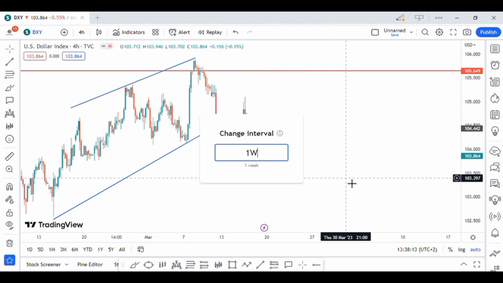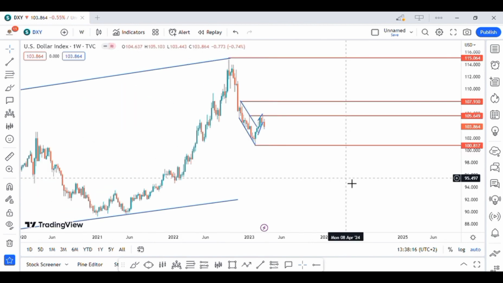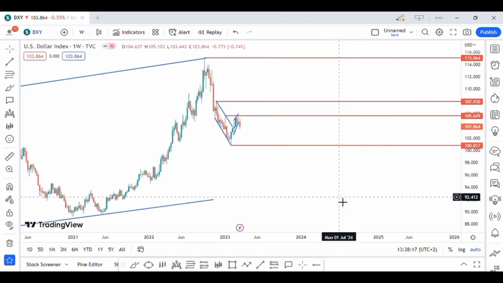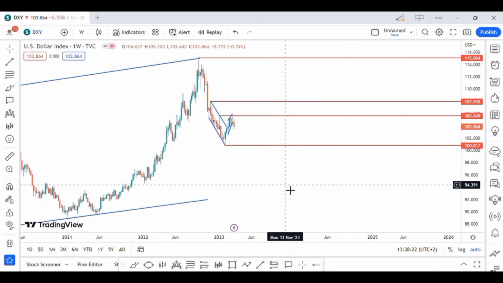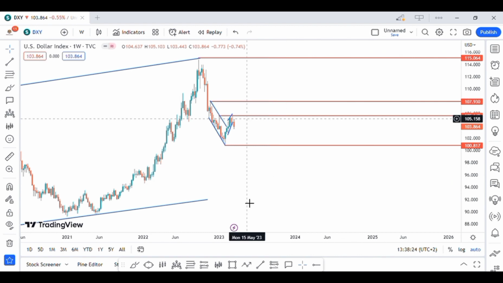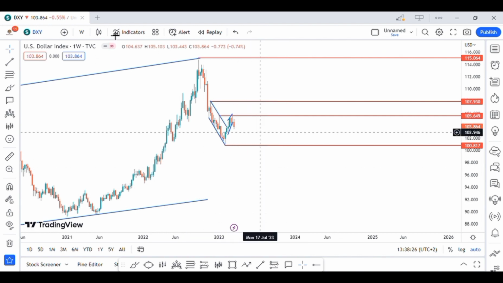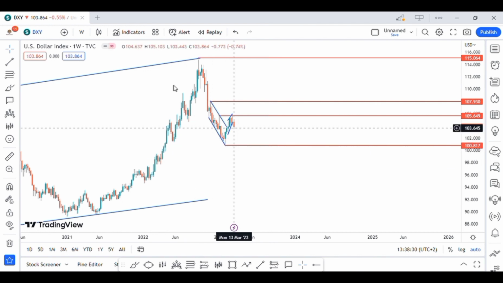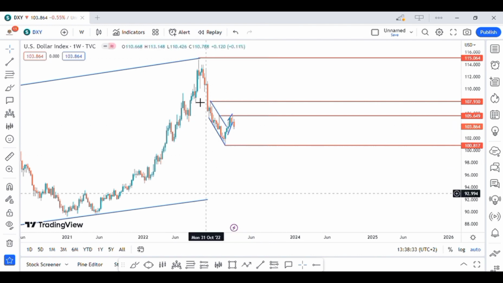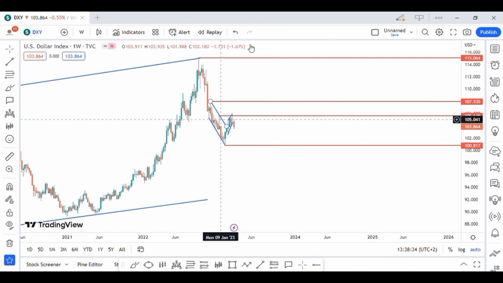Welcome to the weekly market analysis. We start with the DXY on the weekly time frame. As you can see, the DXY is the pair that we use to check the strength and weakness of the dollar. So if the DXY is overall bearish, it means the dollar is also overall bearish. So this is what we call the dollar index.